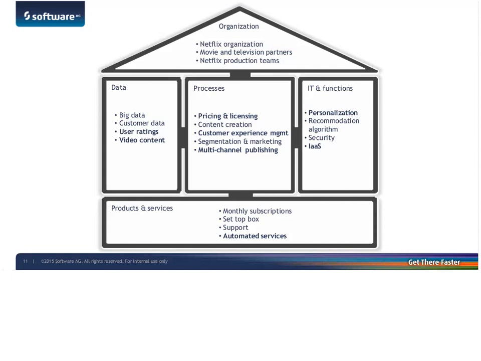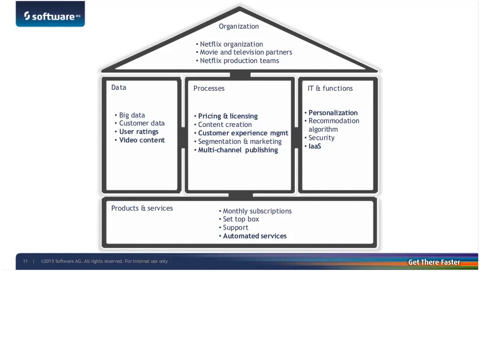If you take the data view into consideration, which data assets would be important for Netflix? Well, obviously, Netflix needs big data capabilities because they are dealing with a vast amount of data. So they need to be able to process that data and to get intelligence out of that data really fast. Well, customer data will be key. Here also, it needs to be ensured that security is guaranteed. User ratings are really important in that data part, and obviously the video content.